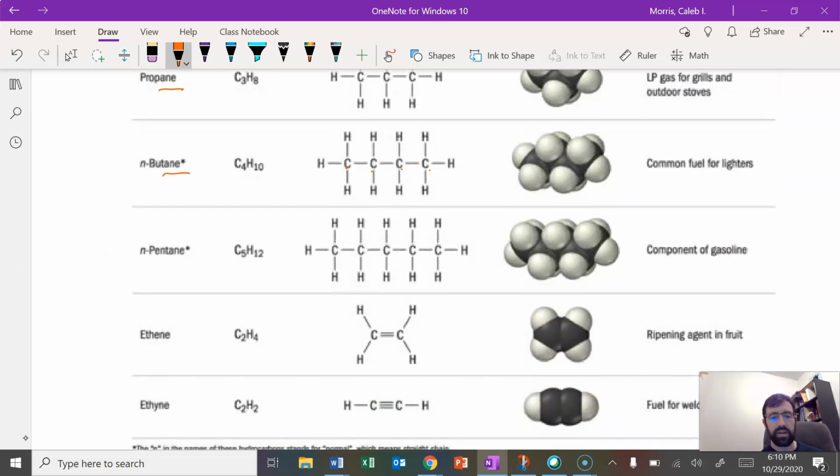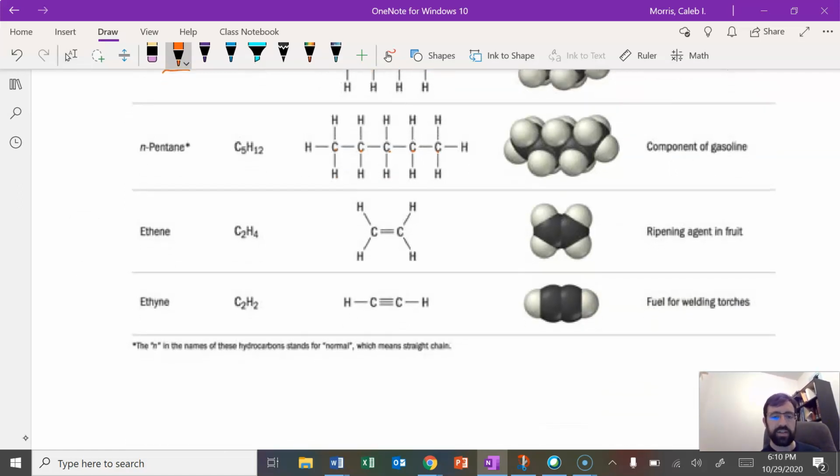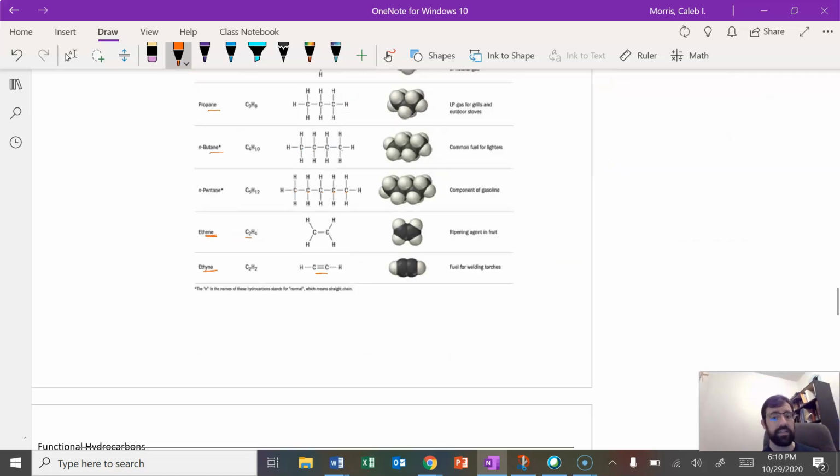Pentane is this one, because I've got 1, 2, 3, 4, 5 carbons, and every bond is a single bond. But in ethene, we've got a double bond. The double bond gives us that ene, and then the eth comes from the fact that we have 2 carbons. And then we have ethine, the difference being that we have a triple bond in the middle. So these compounds are named based on the number of carbons and whether you have single bonds, double bonds, or triple bonds in the compound.